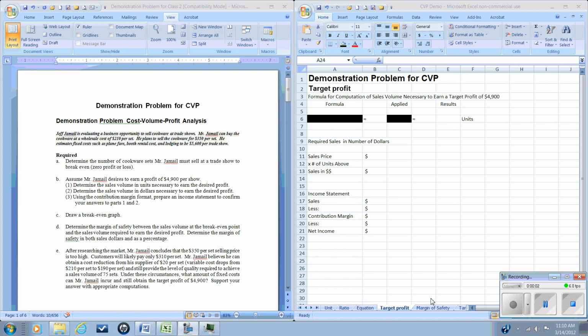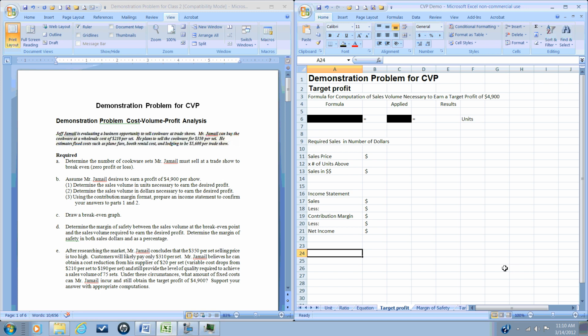No business plans just to break even. So profit doesn't happen by mistake. We need to plan for it. So now our salesman looks at the time, effort, investment that he has to make in his business, and he sets a desired rate of return. In our case here, our salesman desires to earn a profit of $4,900 per show.